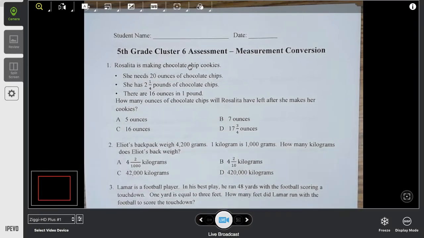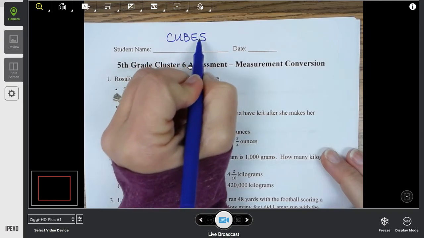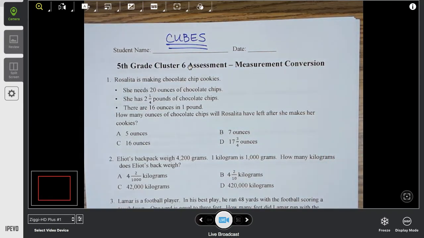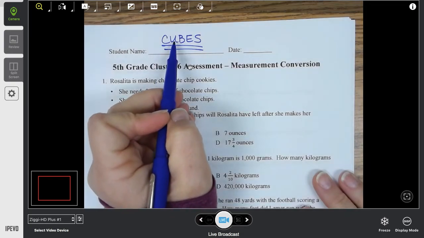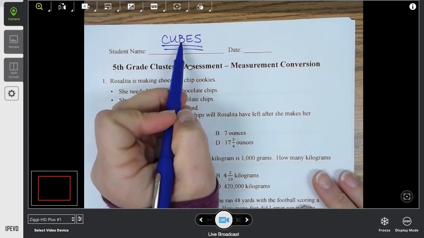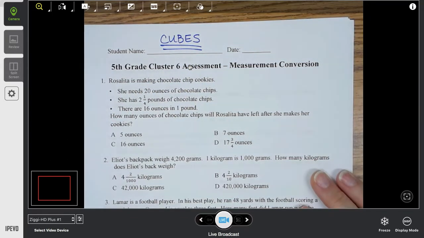Okay, with number 1. We're going to use our cube strategies always and forever, and I always use cubes, even how old I am right now, because I want to dive into this problem and find out what they're actually asking me to do. So let's use cubes. Remember, circle the numbers, underline the question, box the keywords, evaluate, and then select an answer or solve.